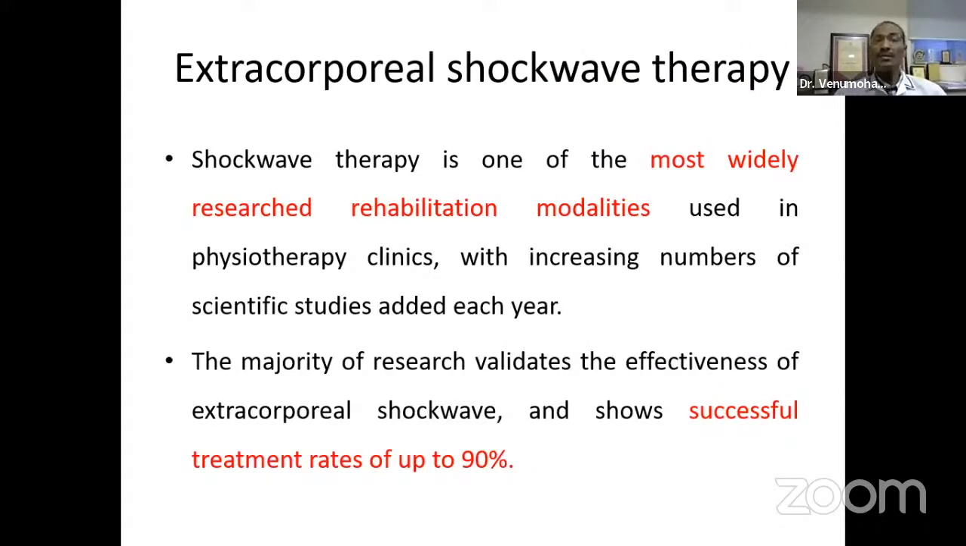So it is one of the very promising modalities which has come up in the field of physiotherapy, and it is the most widely researched rehabilitation modality used in physiotherapy clinics. And the usage and the application are increasing every day. Every year, a lot of research is added into this. A majority of the research validates the effectiveness of shockwave therapy, and the success rate is huge, 90% and more.